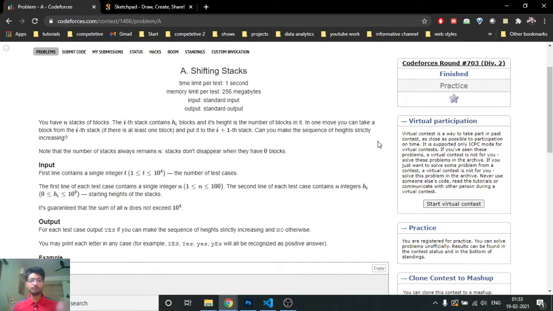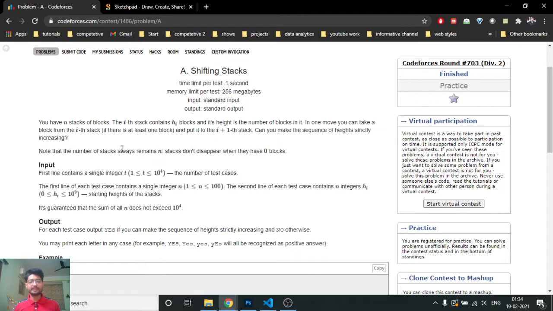Now, in one move, what you can do is take a block from the i-th stack and put it on the (i+1)-th stack. You can take any block and put it on the adjacent stack. Now, can you make the sequence of heights increasing? Which means, can you make the heights increasing by doing this process or this operation?